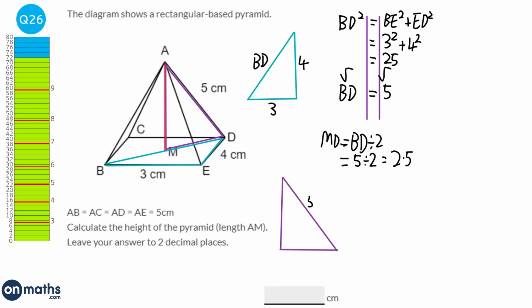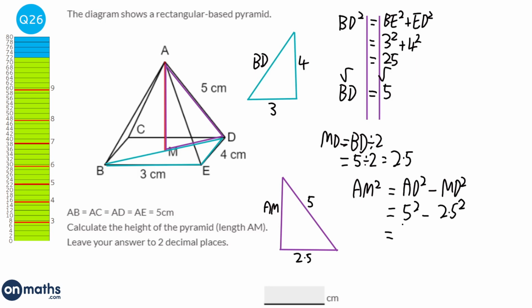Okay, so we've got the length of 5 here. We know the bottom bit is 2.5, and we're looking for the length AM. So another bit of Pythagoras here. So AM squared is going to equal AD squared, take away MD squared, and that is 5 squared minus 2.5 squared, which is going to equal 18.75. Then we'll square root both sides.